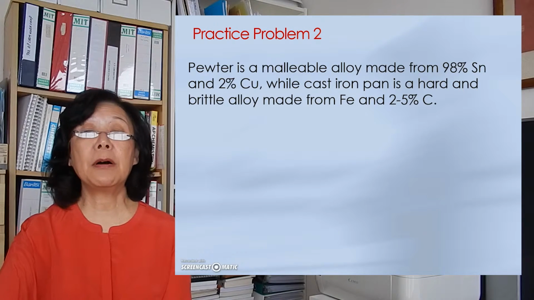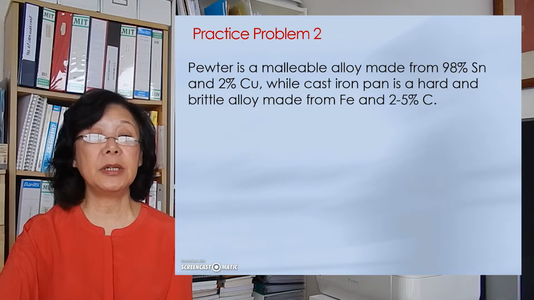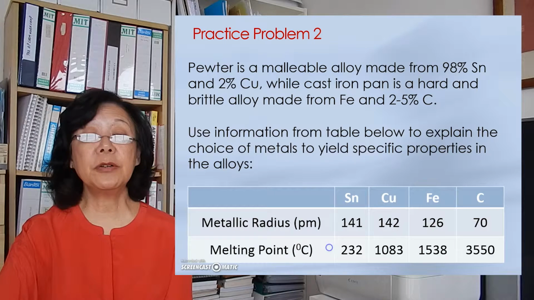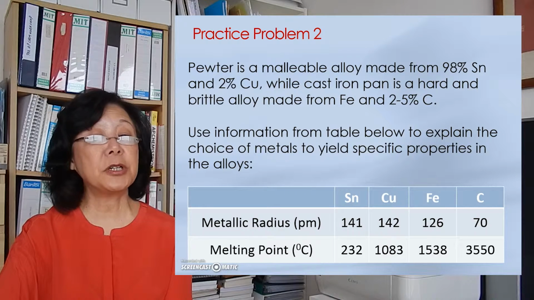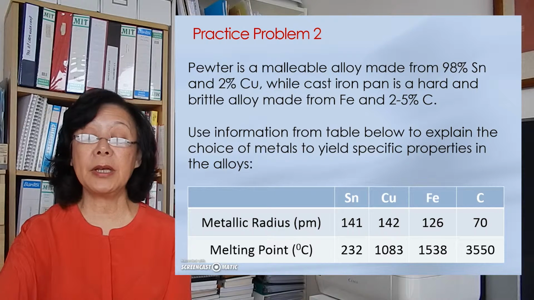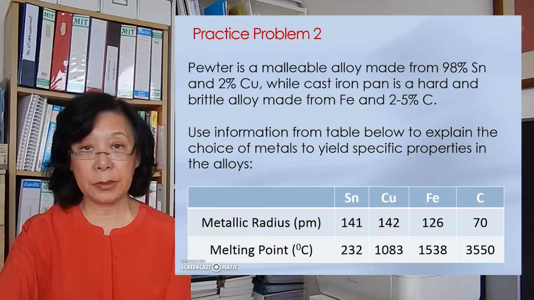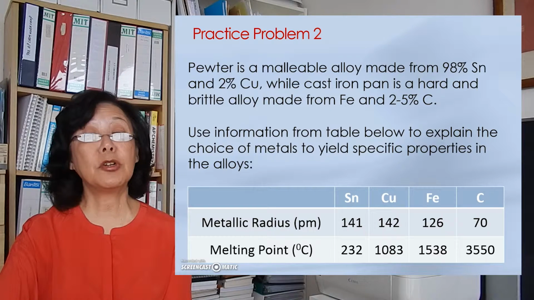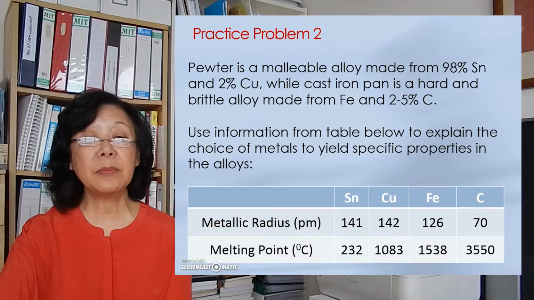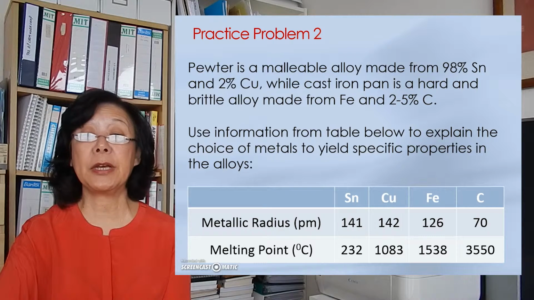Pewter is a malleable alloy made from 98% tin and 2% copper, and cast iron pan is a hard and brittle alloy made from iron and 2 to 5% carbon. Use information from the table below to explain the choice of metals to yield specific properties in the alloy. Now, in the metallic radius, you see that tin and copper are similar in size. Carbon is much smaller. Melting point, however, is very high in carbon, quite high in copper and iron, but very low in tin, relatively speaking.